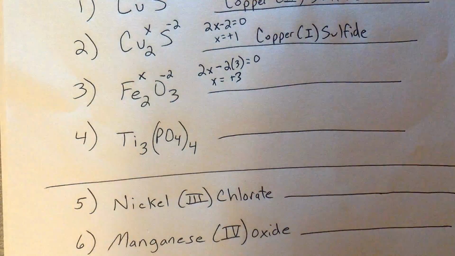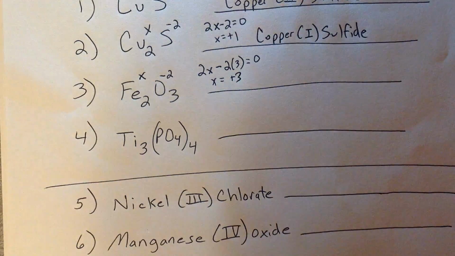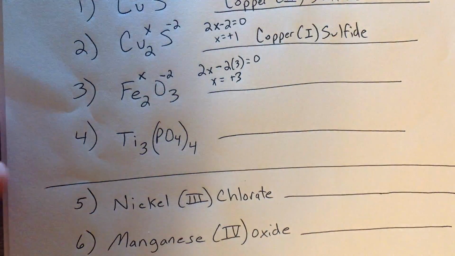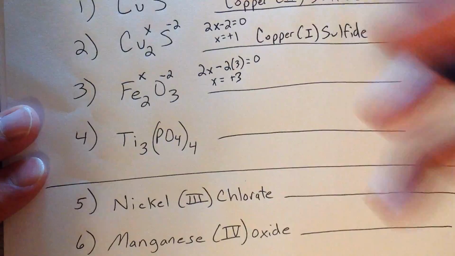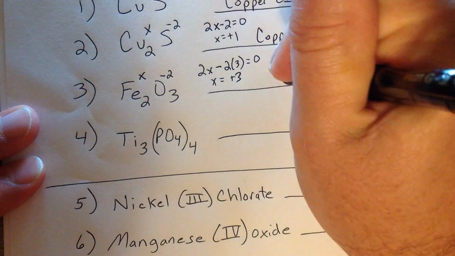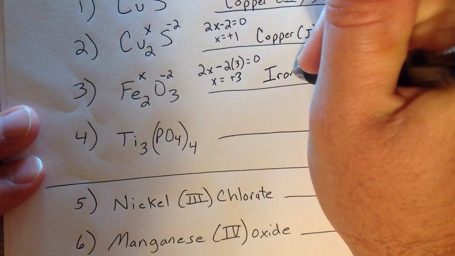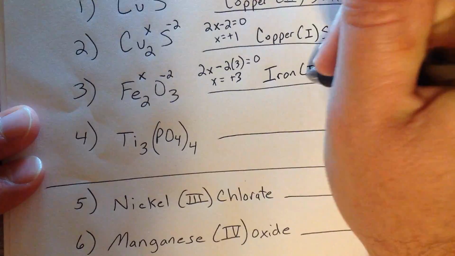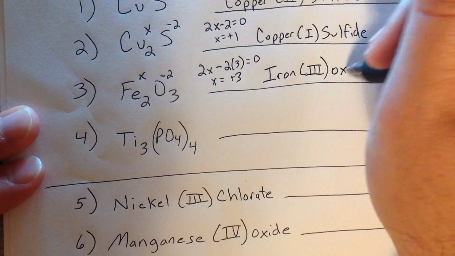Okay, you may need to brush up on your algebra skills if you're struggling with that, but that's not really chemistry. That's your math that you should have before you walk into chemistry. So we know our X is 3, so now we can clearly name it iron 3 oxide.